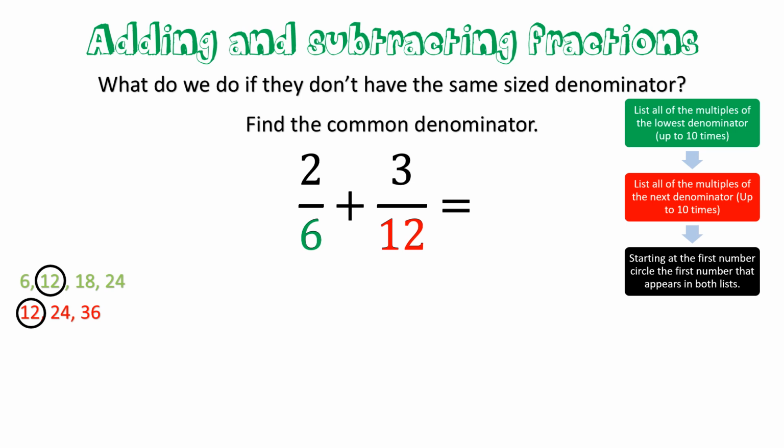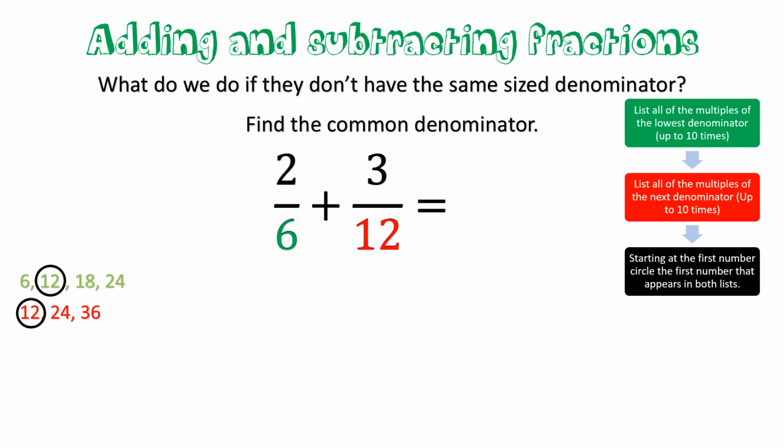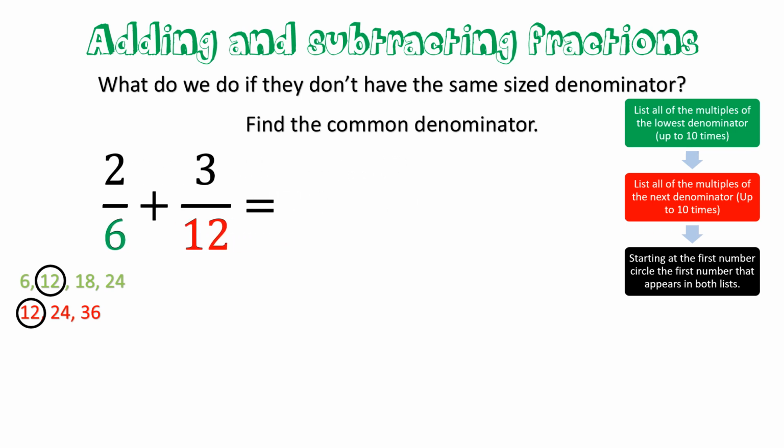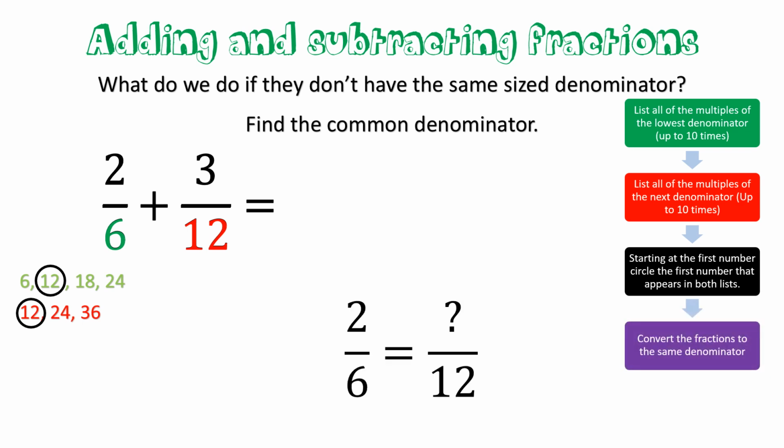Now, I need to convert one of these fractions into an equivalent fraction. Move them over a little bit. So I've already got 3/12, so I know that's my new denominator. I'm going to convert 2/6 into something over 12.